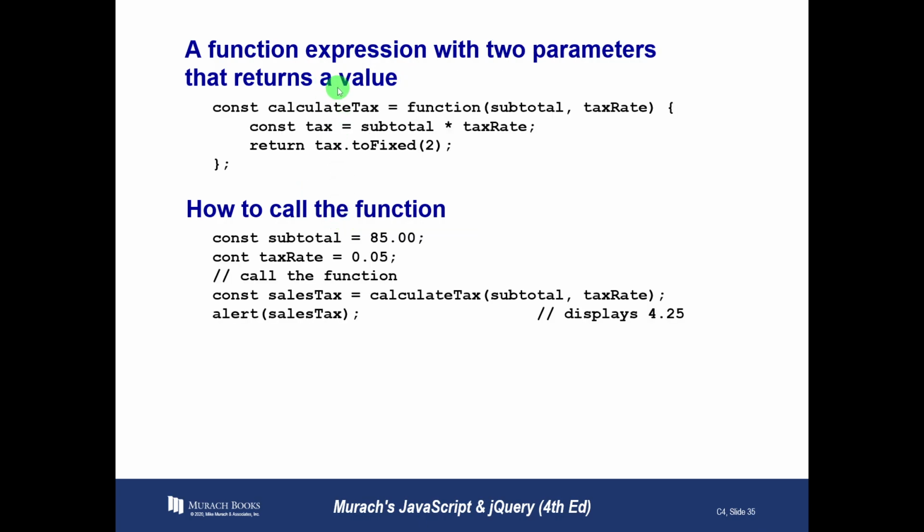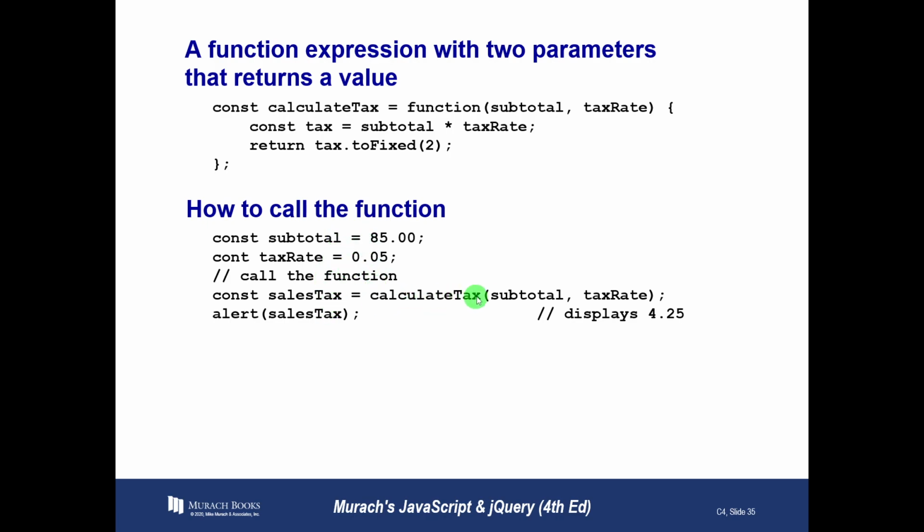Here is the calculateTax function rewritten as a function expression. So we have function, and the function takes a subtotal and tax rate as parameters. The subtotal and tax rate are multiplied together, rounded to 2 decimal places, and returned. The only difference here is we wrote it with the generic word function and assigned it to a constant called calculateTax. This code is exactly the same as what we saw in the last video.